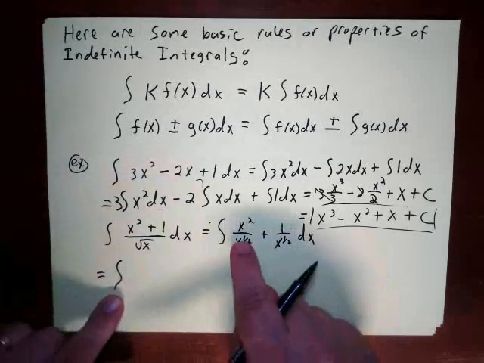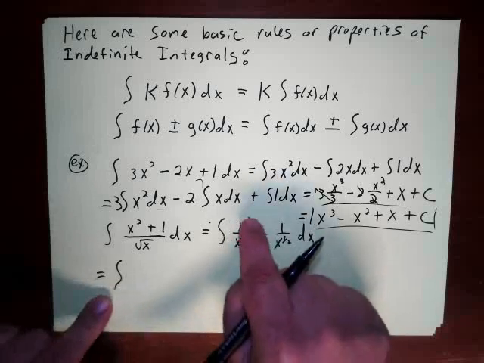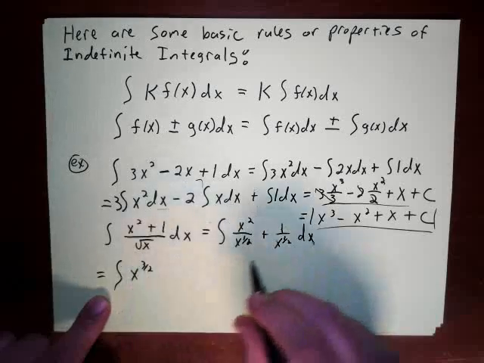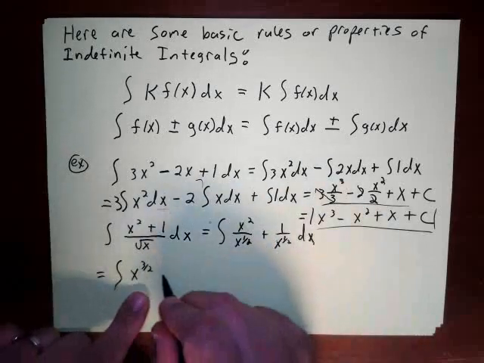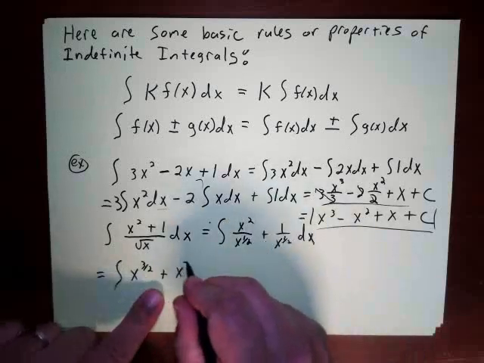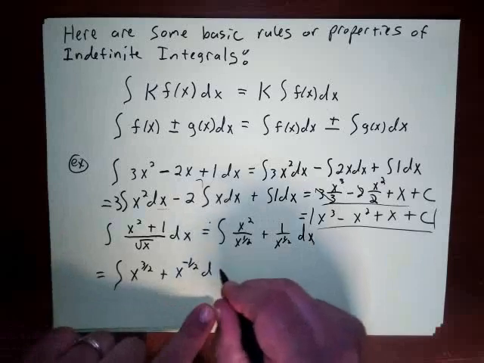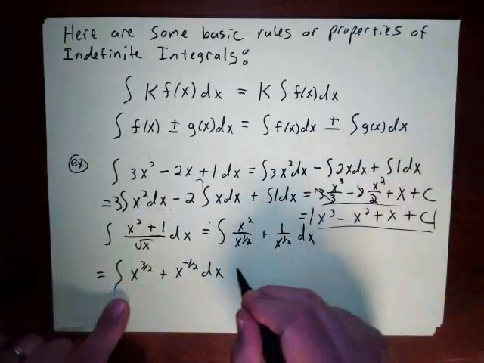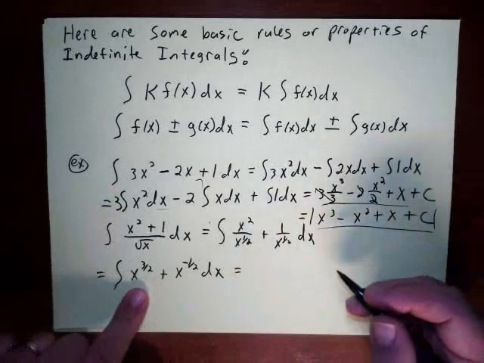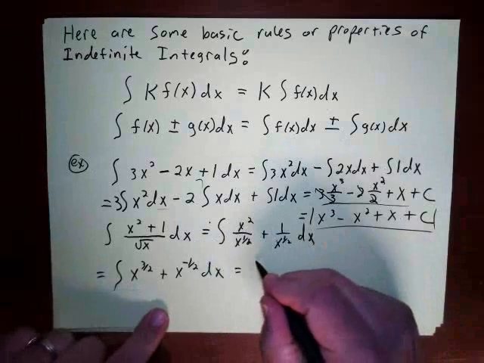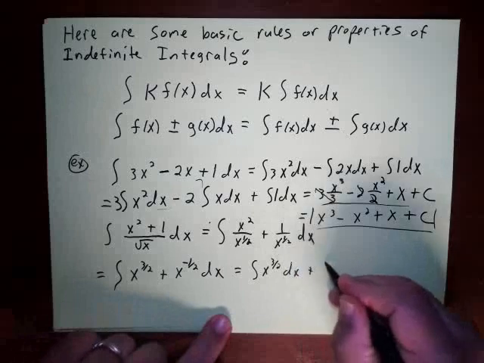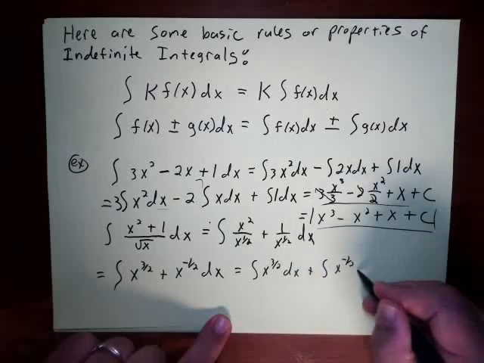And then what I can do here is simplify this by subtracting exponents. So this would be x to the 3/2 plus x to the negative 1/2, and then I'd have dx. Okay, so now I'm going to integrate each of these pieces. And if I wanted to, I could split this up like this, the integral of x to the 3/2 dx plus the integral of x to the negative 1/2 dx.